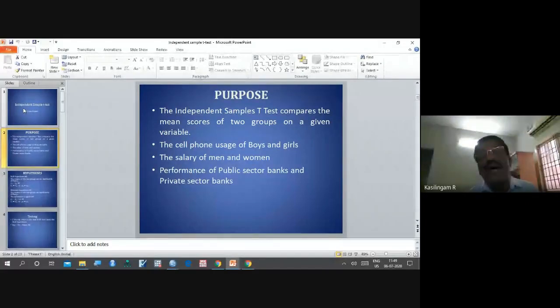We are going to compare means, which means it is going to be available under Analyze, Compare Means. Independent sample t-test is also compare means, comparing the mean score. But here the only difference is that you can use it only when a category variable has two groups. So comparing the mean score of two groups.